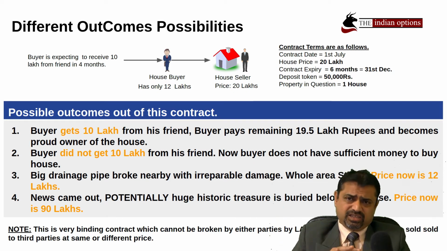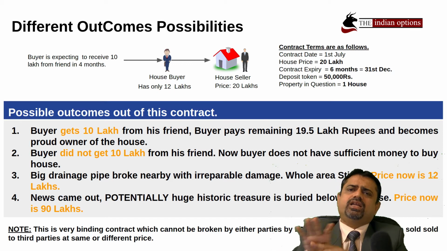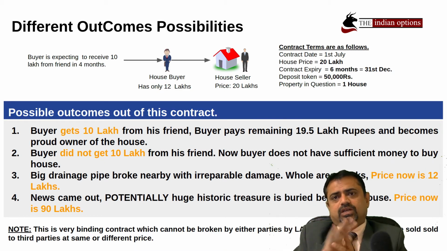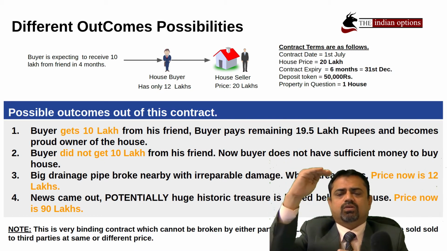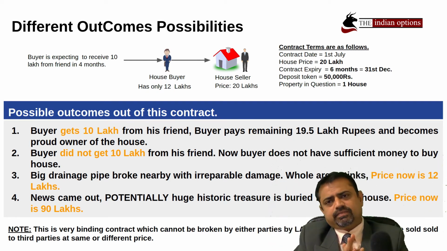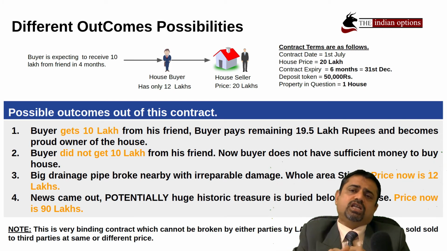Now, imagine the situation that around that house there is a big drainage pipe that is broken, and it is irreparable damage. Now the whole area stinks. Now the price of the house is 12 lakh rupees. It's decreased from 20 lakhs to 12 lakhs because now the house is stinking and nobody wants to go and stay there and stuff like that. And now there is a fourth scenario that could happen.